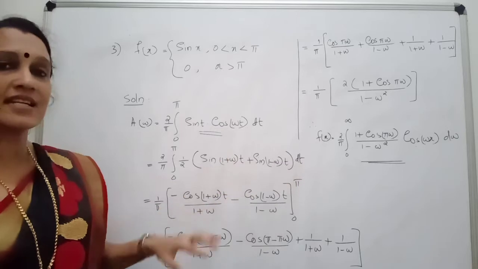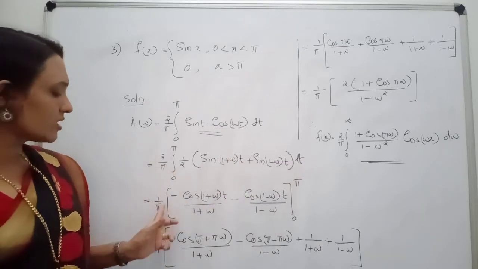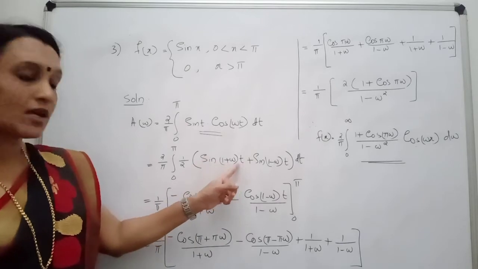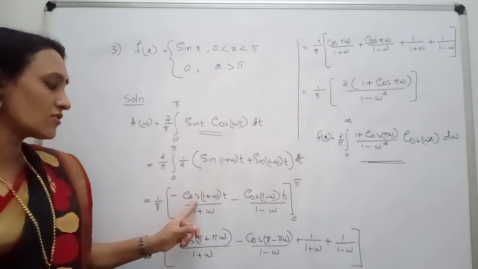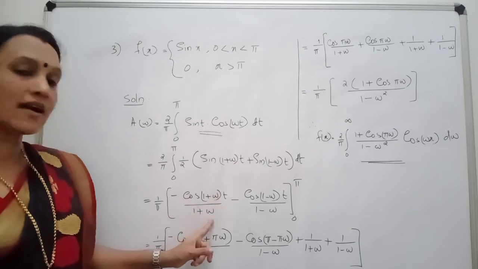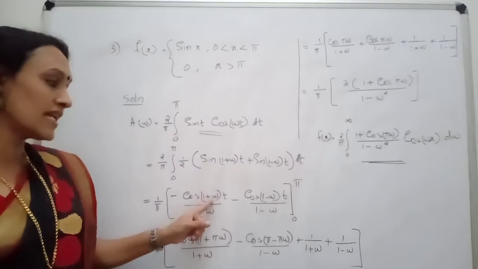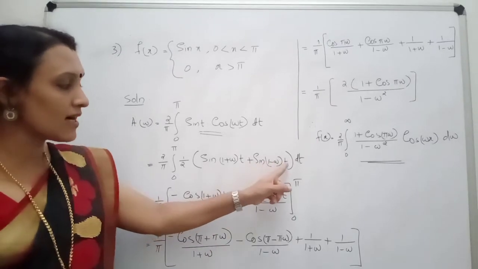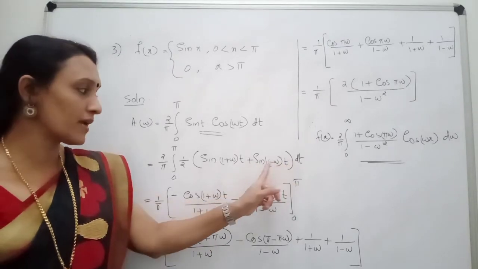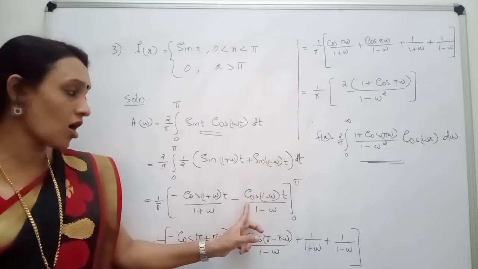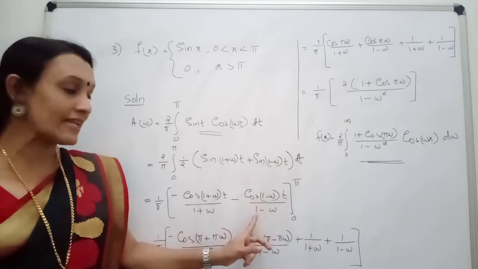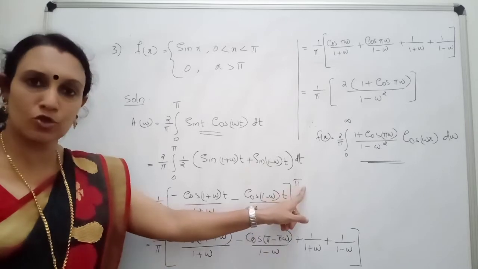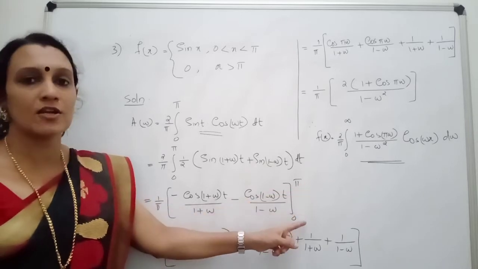Now you just integrate. So, here 2 and 2 get cancelled. We have 1 by pi into sin 1 plus omega into t. On integration, it is minus cos of 1 plus omega t divided by 1 plus omega. Remember, in integration, the coefficient should be divided. And again sin of 1 minus omega into t, its integral is minus cos of 1 minus omega t divided by the coefficient 1 minus omega, with the limit 0 to pi. Substitute upper limit and then lower limit.